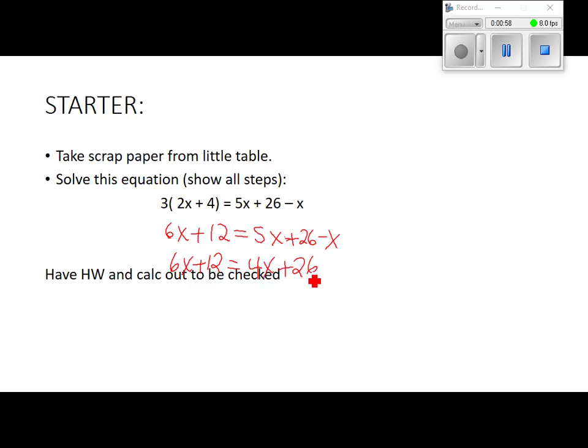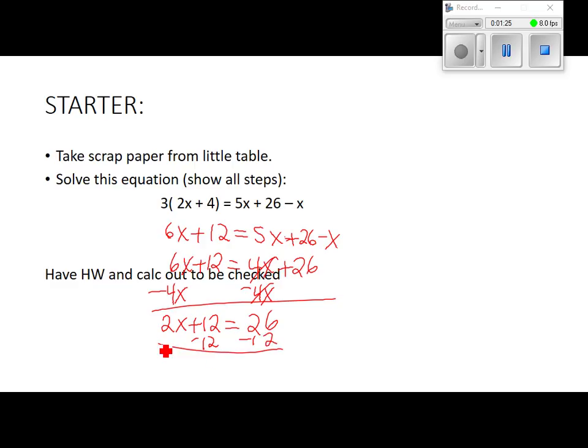Here's where a lot of you, it's not wrong the way that a lot of you do it, but it just seems to confuse you. Subtract 4x. Get all the x's together first. What is 6x minus 4x? Those cancel out. You're left with 26. Now what? Minus 12. Good. Those cancel out. Leaves you with 2x equals, what's 26 minus 12? Then what? Divide by 2.